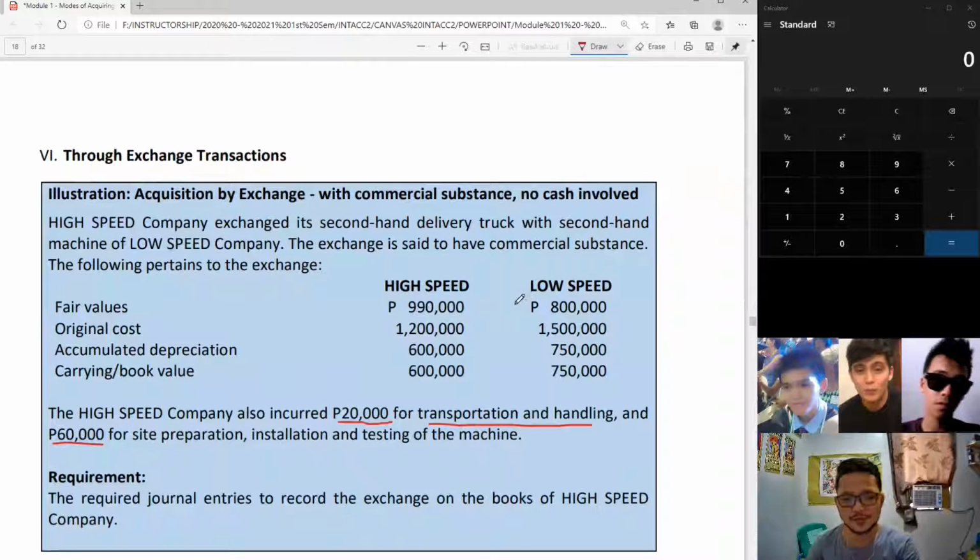Scenario number 2. What if this one is not given? Walang fair value yung asset given natin. So, in the absence of the fair value of the asset given, the asset received shall be valued at fair value of the asset received. Okay, ito po ang gagamitin natin.